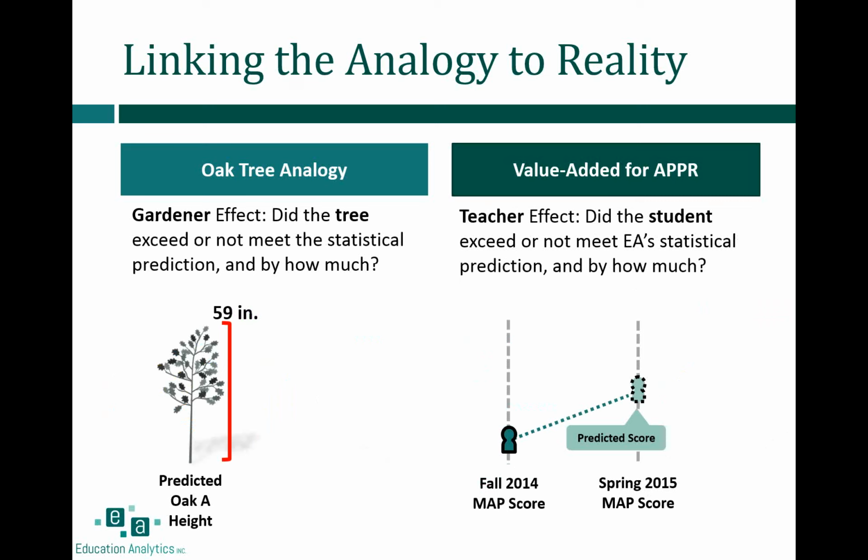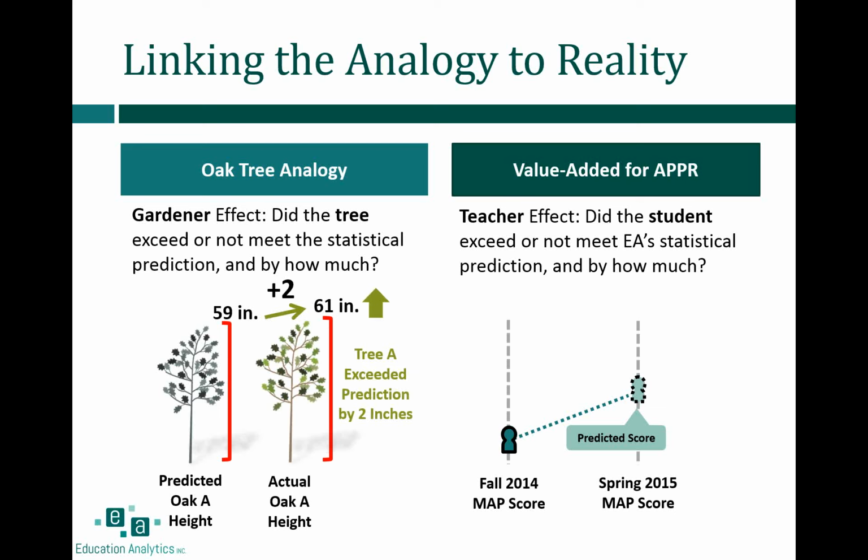In order to find the gardener's effect in the analogy, we find out whether the tree exceeded or did not meet the statistical prediction, and by how much. For example, oak tree A had a prediction of 59 inches and actually achieved 61 inches at the end of the year. That means that oak tree A exceeded prediction by 2 inches.